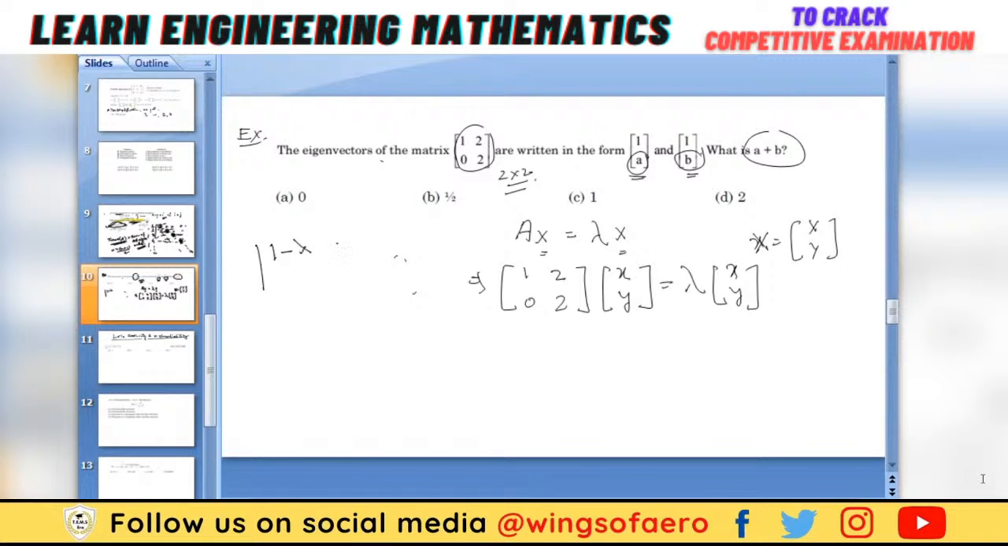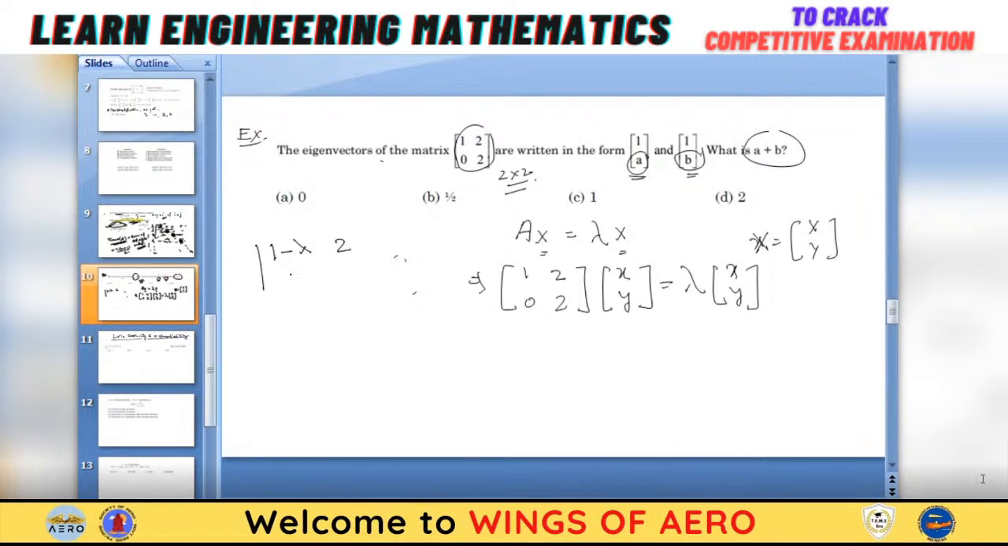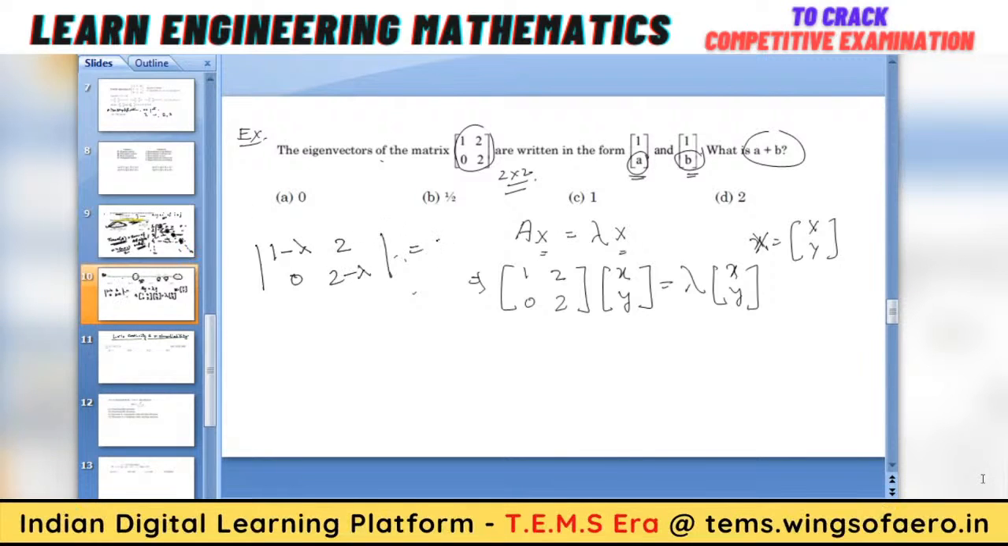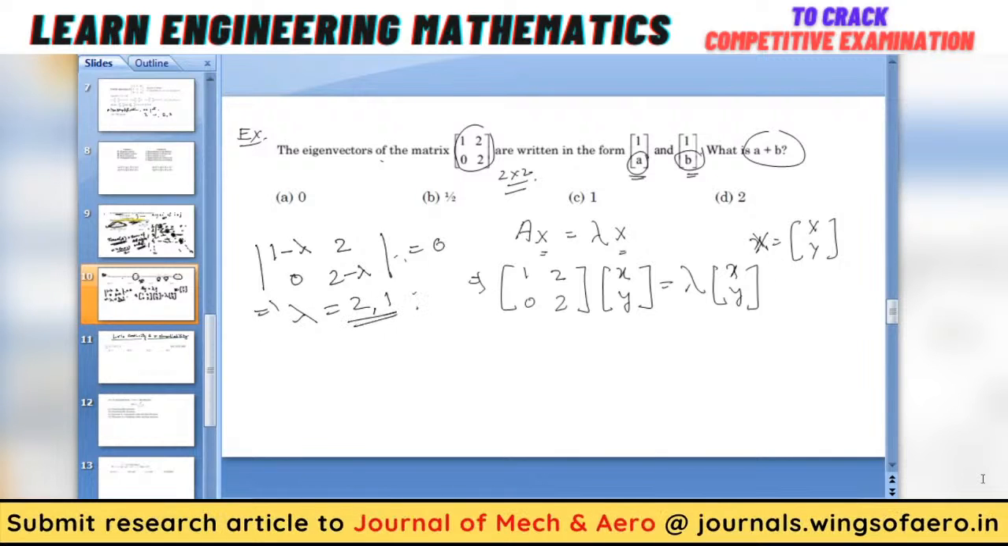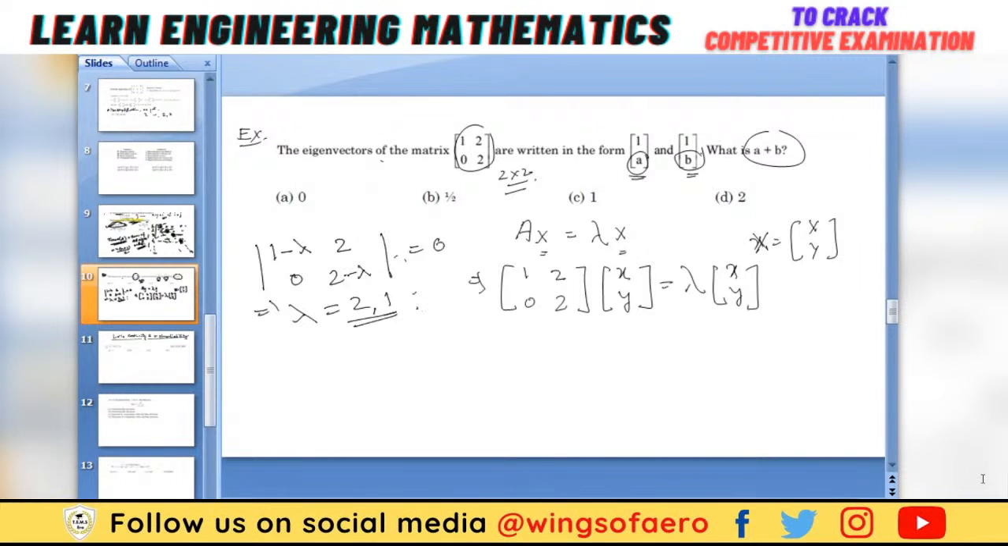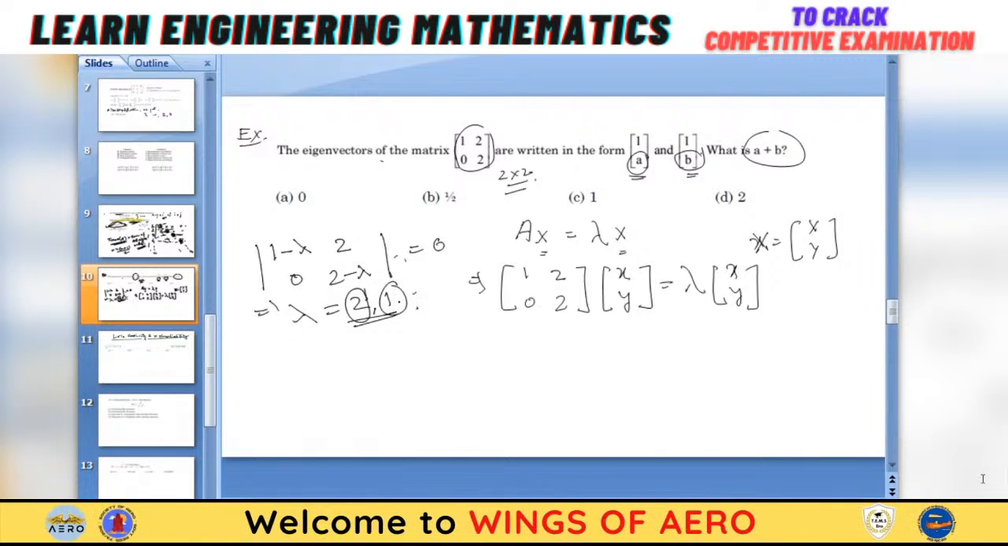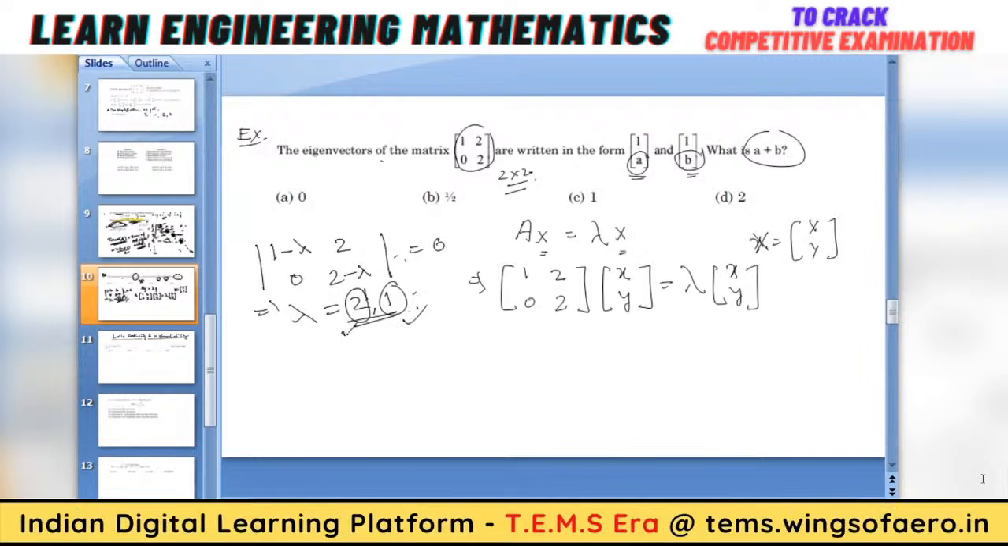The determinant of the matrix with rows 1 minus lambda, 2 and 0, 2 minus lambda. Someone says 2 and 1. Yes, 2 and 1. So after solving it, we find that lambda equals 2, 1. These are the two eigenvalues. Remember, the number of eigenvalues is 2, first and second. One eigenvalue is 2 and another eigenvalue is 1.